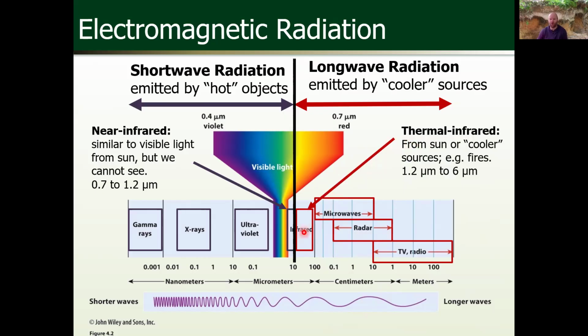Longwave radiation emitted by cooler sources includes thermal infrared energy. This is a form of infrared energy, and it is in fact sensible heat. We'll get back to that later this semester. Thermal infrared energy is slightly longer in wavelength than near infrared, and again, just a little bit longer than visible light. So it's energy that's just a little bit beyond what we can see with our human eyes.